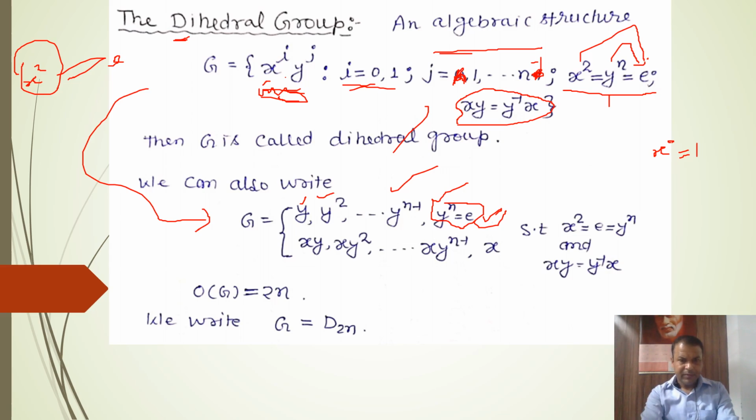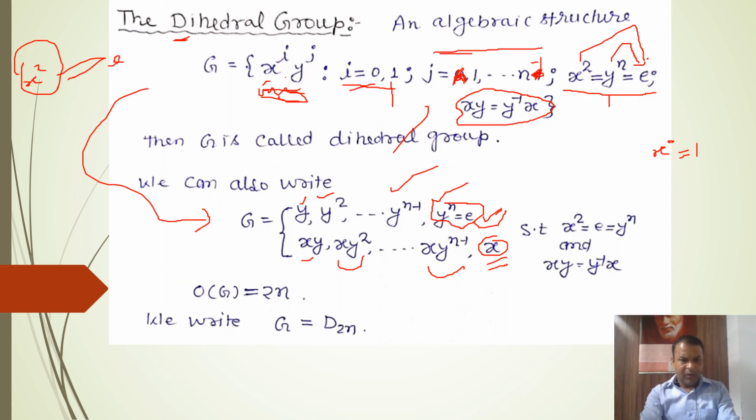If you are taking i equal to 1 and j equal to 1, the first element will be xy. If you are taking i equal to 1 and j equal to 2, then you get the element xy square, and so on. While you are taking j equal to n, you will get the result only in terms of x, because y to the power n will be equal to identity, and when you multiply this x by an identity, you get the result x.